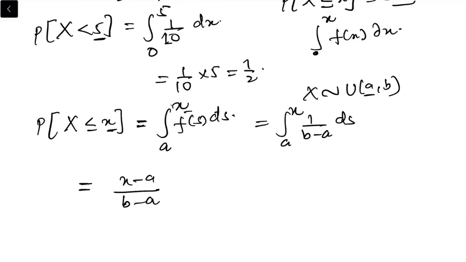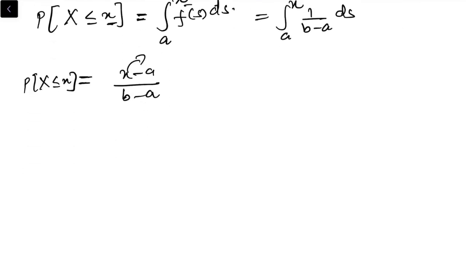All right, so this is the CDF, probability X is less than or equal to x. Whenever you are asked to calculate some probability, you can simply put the value of x in this formula and then you will get the probability. All right, so this is about the uniform distribution. Now let's move on to the next distribution, that is gamma distribution.